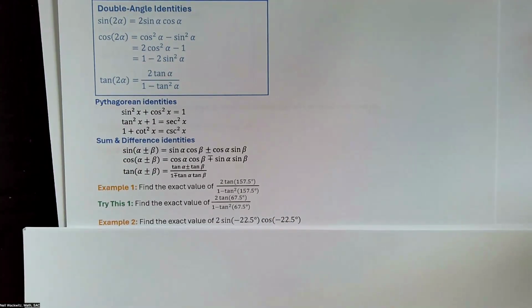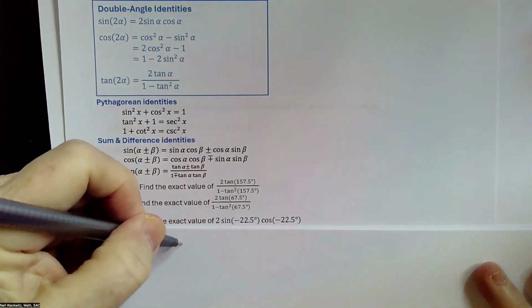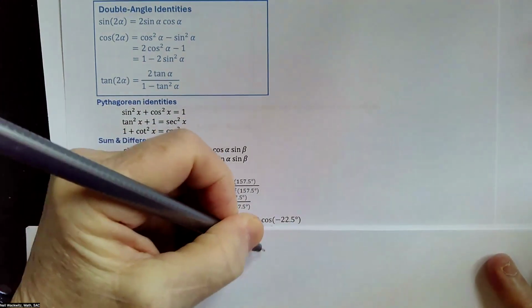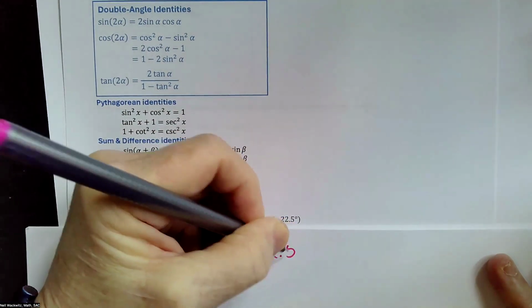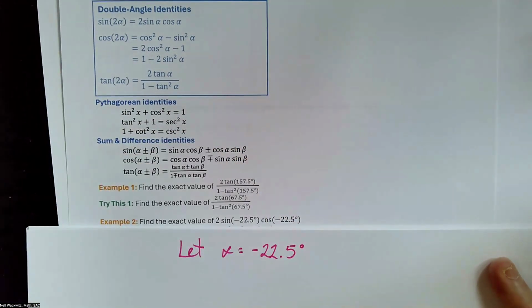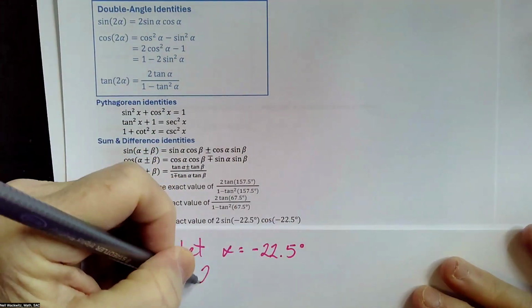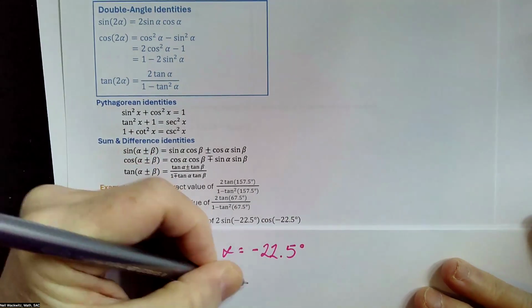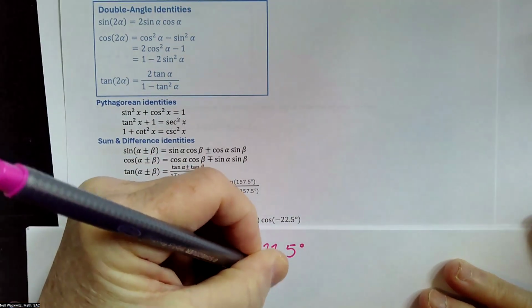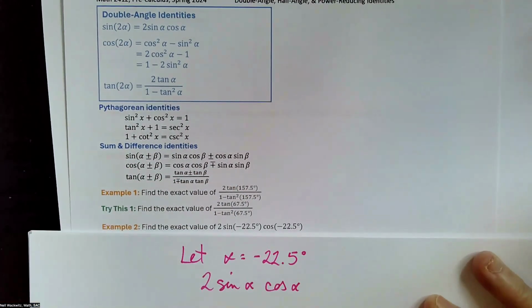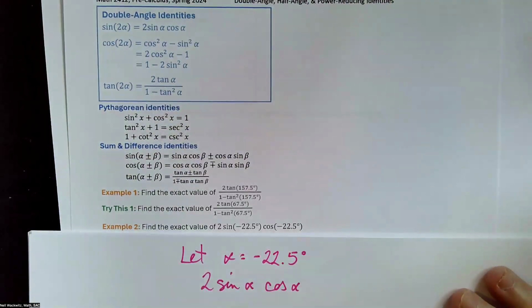Yeah, so just for clarity, we're going to let alpha equal negative 22.5 degrees. And we want to find 2 times alpha. But first, let's rewrite this. This will become 2 sine alpha cosine alpha. And do any of the formulas for the double angle identity match with 2 sine alpha cosine alpha?